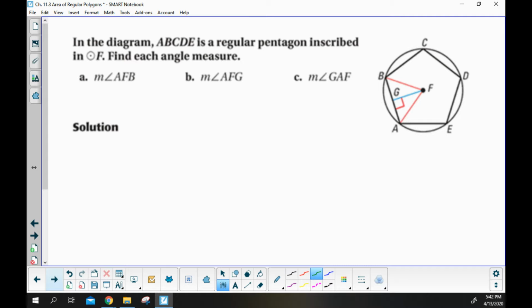All right, I know this page is a little blurry, sort of how a copy is, but we're going to work with it. In the diagram, ABCDE is a regular pentagon, so guys, pentagon, 5, inscribed in circle F. Find each angle measure. The first angle to measure is AFB, so we're going from A to F to B. We see that AFB is a central angle, so we're going to do 360 divided by 5, and that gives us 72 degrees. So for part A, it's 360 divided by 5, the number of sides: the central angle, that angle right there.